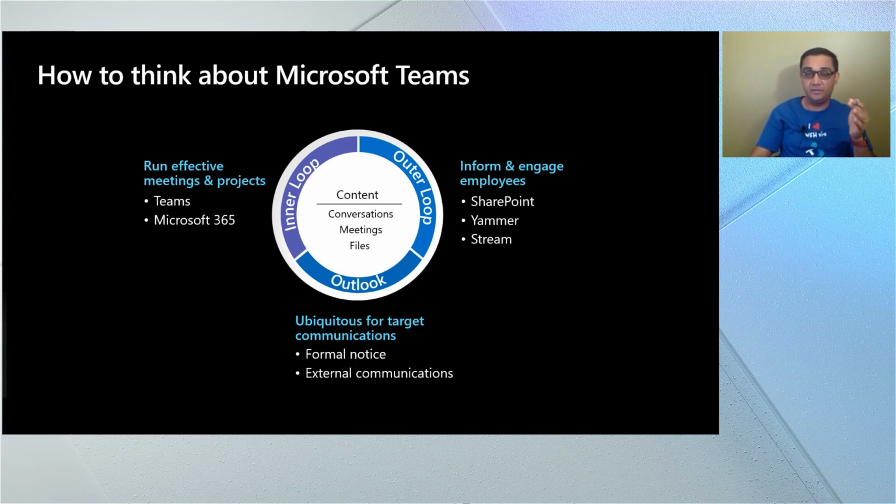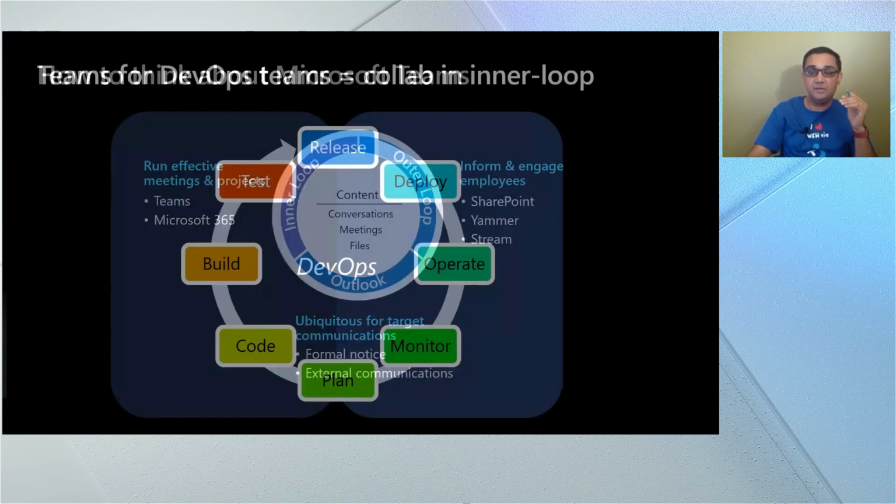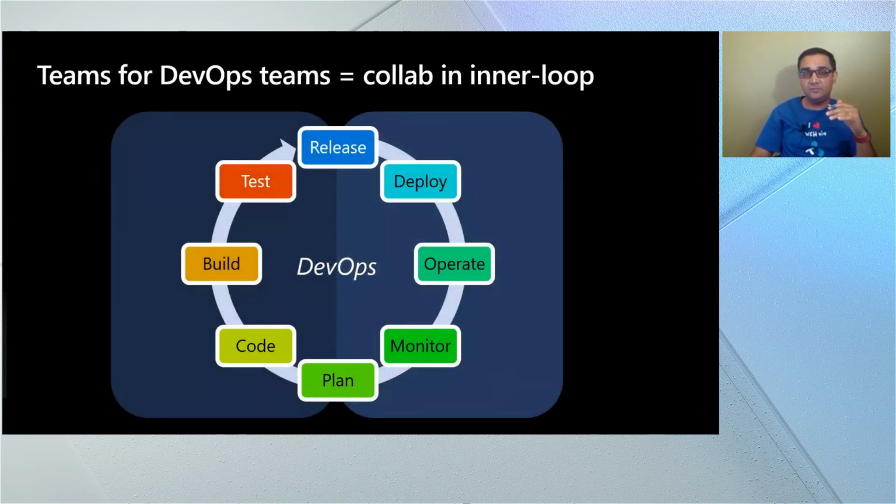Teams is great for your inner loop. Here's what I mean by the inner loop. Think about all the things you do while building software. Start from planning, all the discussions you have around code and builds happening, tests running, then releasing it, and then all the ops stuff kicks in: all the discussions and collaboration that happen on deployments, operating your service, and then monitoring it, and you do this over and over again. Teams is great for this, and I'll show you how you can set up Teams so you can do all of these things inside Teams and benefit from it.